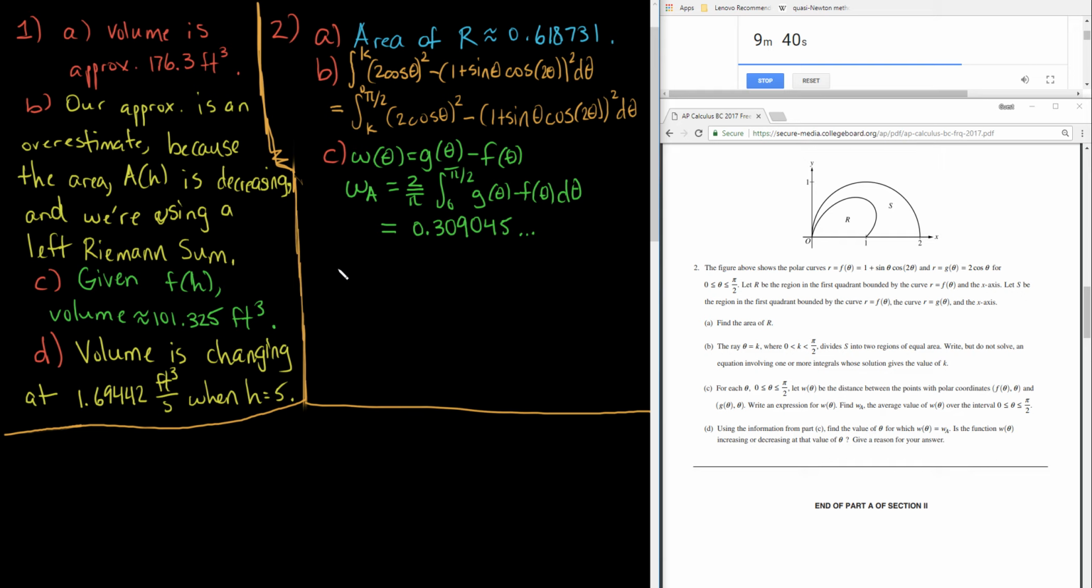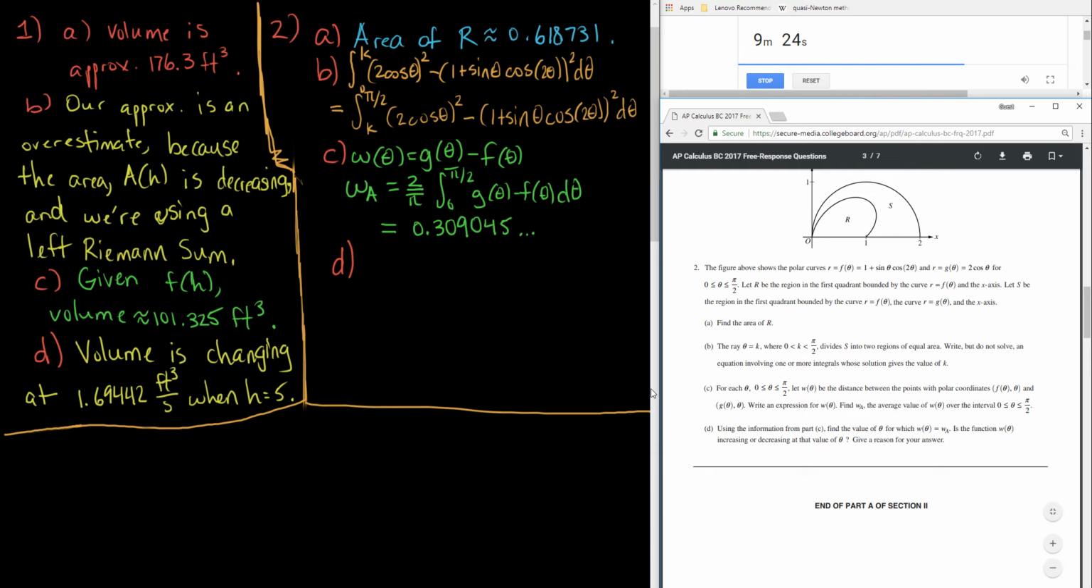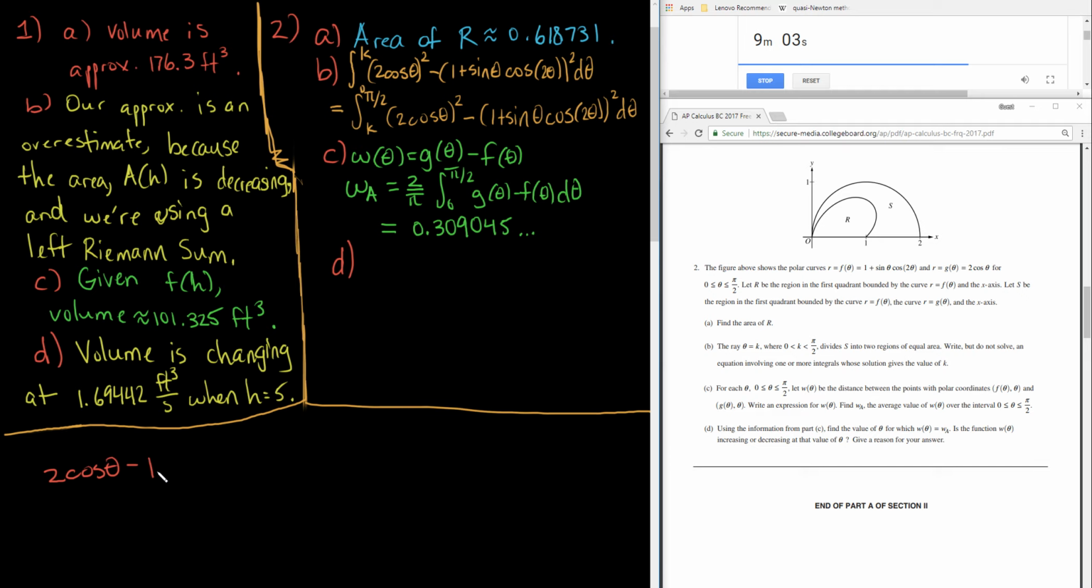Okay. Question D. Using the information in part C, find the value of theta for which w of theta equals w average. Is the function w of theta increasing or decreasing at that value of theta? So basically we're trying to find the value where w of theta equals 0.309. Let's write it down quickly and then use the calculator to solve it. So g of theta minus f of theta is 2 cosine of theta minus 1 minus the sine of theta cosine of 2 theta. Just writing quickly here to save time.